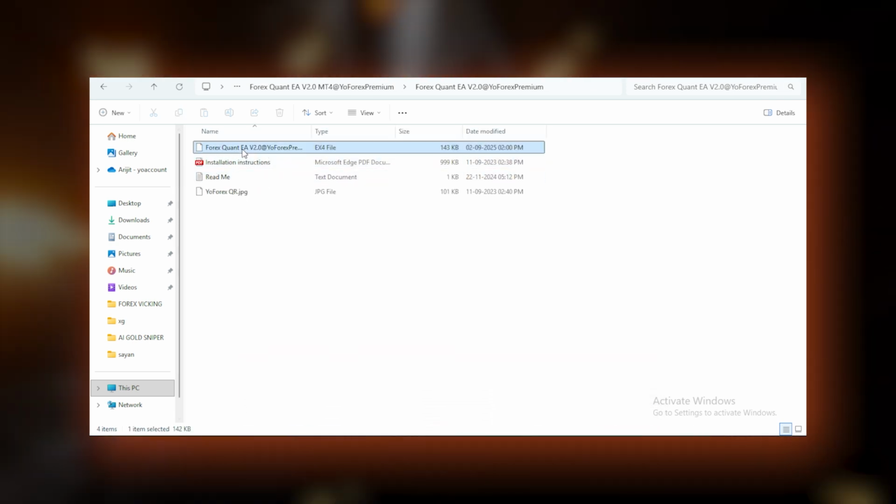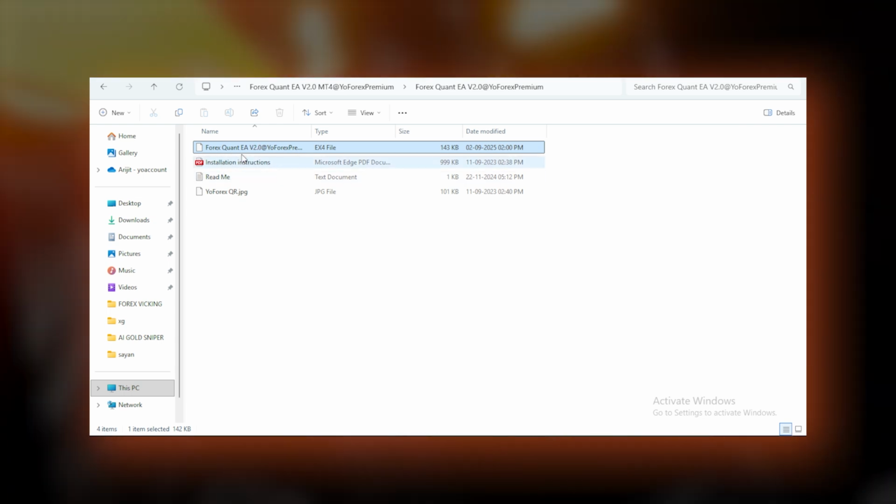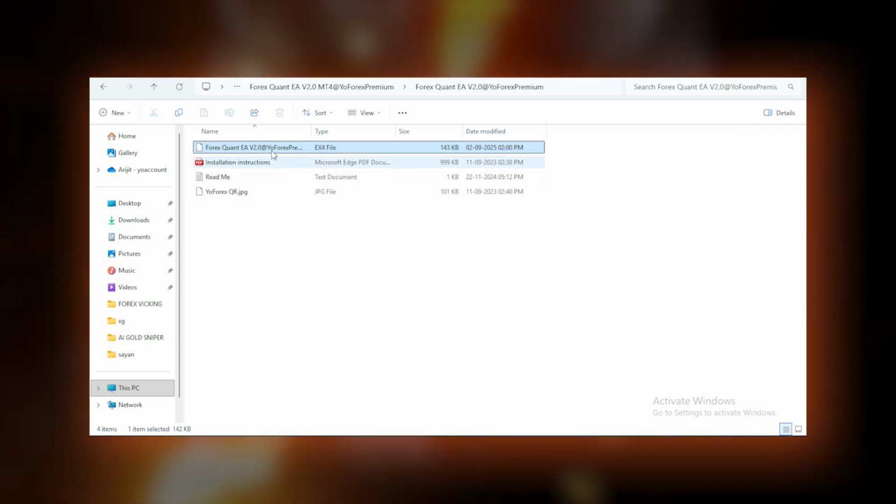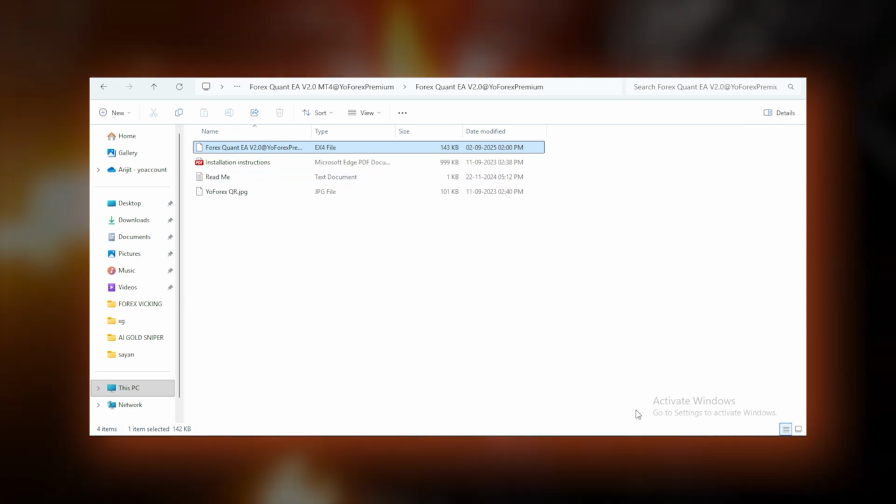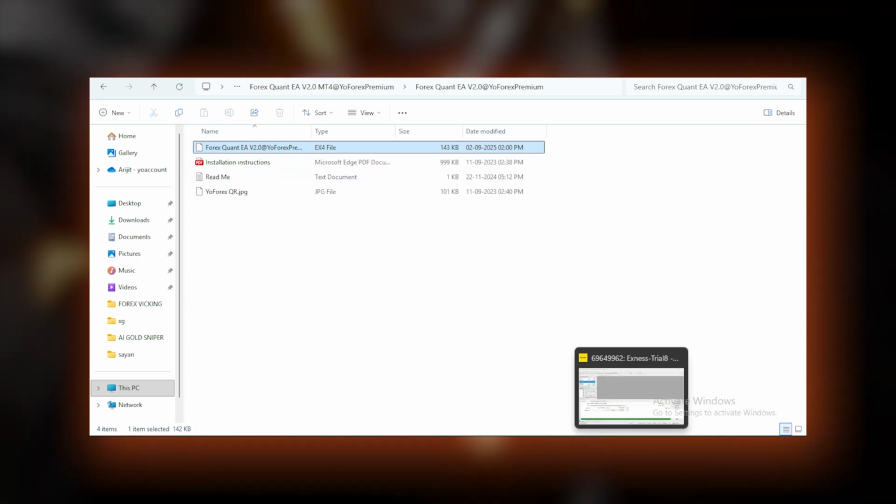Just copy the EA into your MetaTrader 4 Experts folder, restart MT4, and drag Forex Quant EA V2.0 onto your chart. That's it. Your setup is ready for testing or live trading.